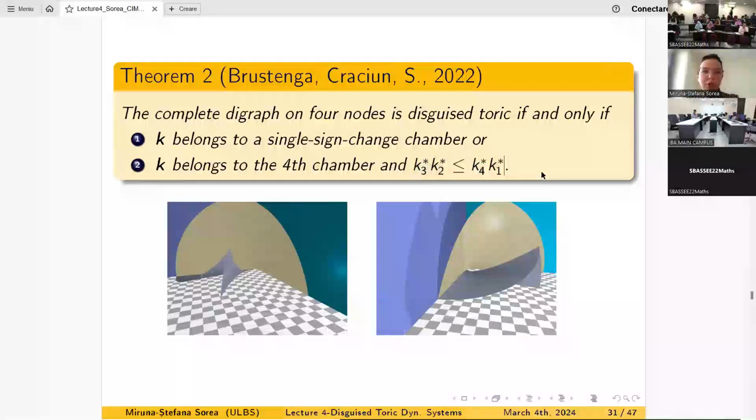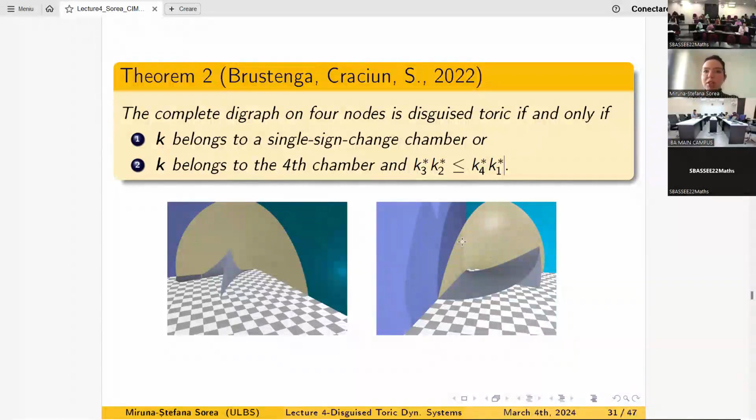So what we showed in this number 2, how we can translate it geometrically, is that all the points in the positive orthant, this is the parameter space that we drew, all the points above this beige surface and on the beige surface together give rise to complex balancing or to disguised toric systems.